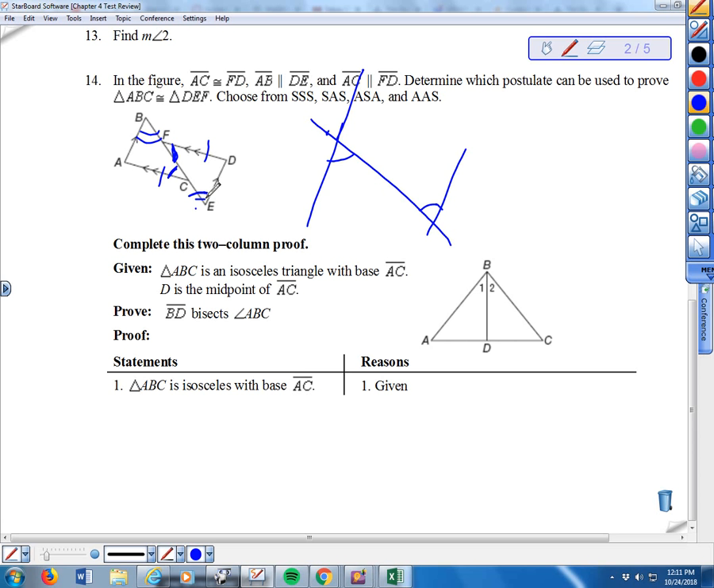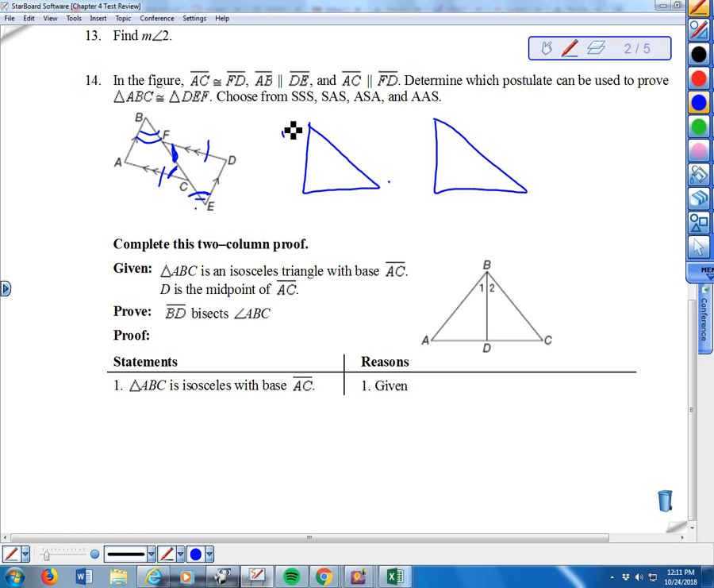So what postulate am I going to use? If it helps, break them up. I'm going to call this A, B, C, D, E, F, just doing them in the right order. Angle C and angle F are congruent. FD and AC are congruent. And angle B and angle E are congruent. Just putting them side by side.